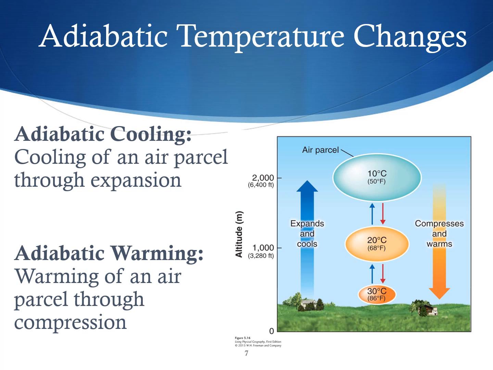So we got two ways it can go here. We've got adiabatic cooling, which is the cooling of an air parcel through expansion, getting bigger, and adiabatic warming, which is the warming of the air through compression. So here's how that works.